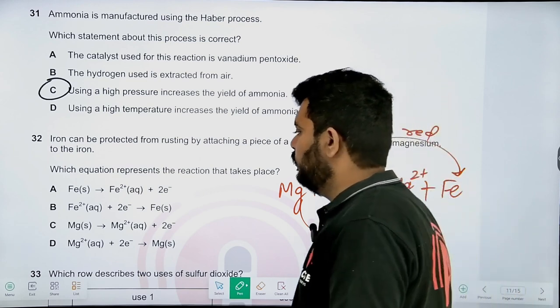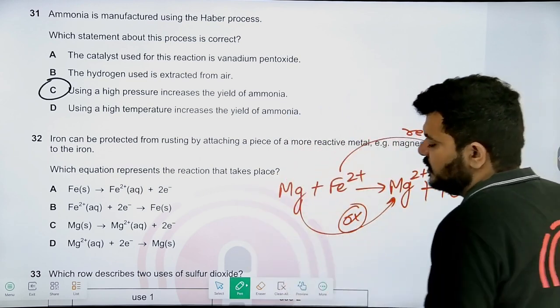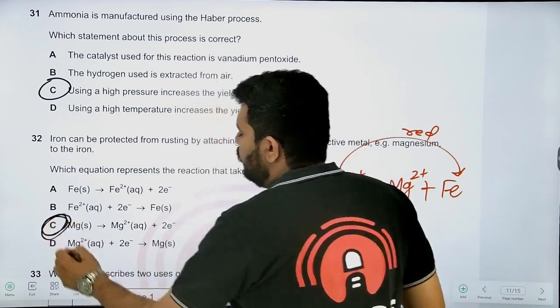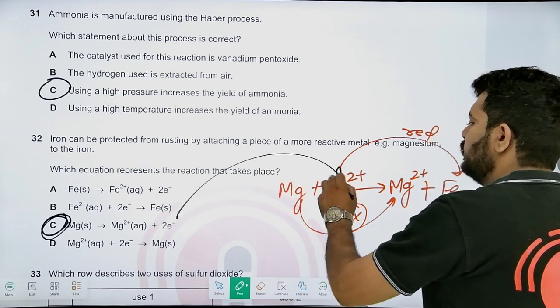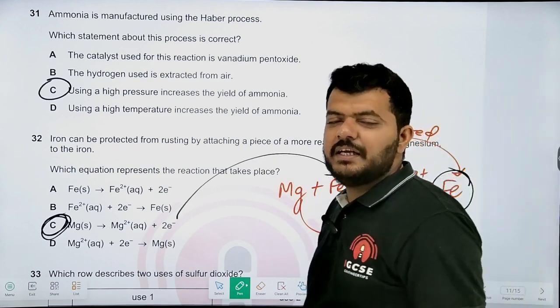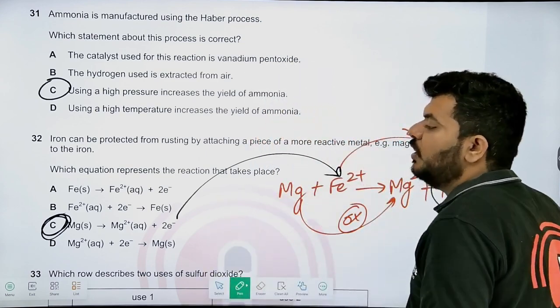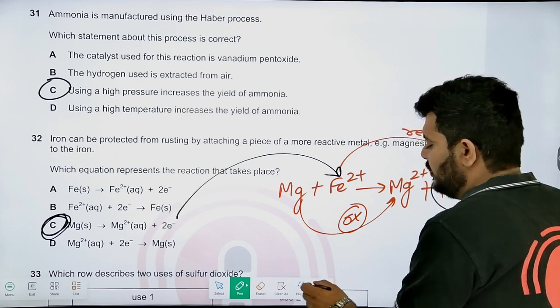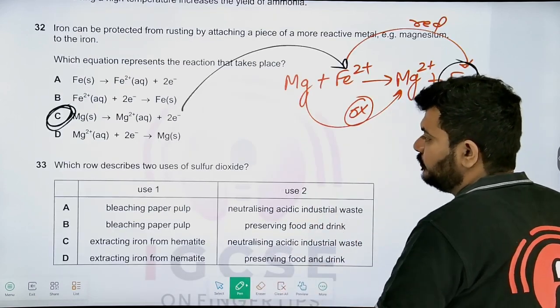Let's have a look at what happens. If this ever happens, magnesium solid goes to Mg2+ and gives out 2 electrons. These 2 electrons will go to iron and iron will become solid. It will not let iron stay as iron unless solid magnesium is present, because magnesium is more reactive, right?